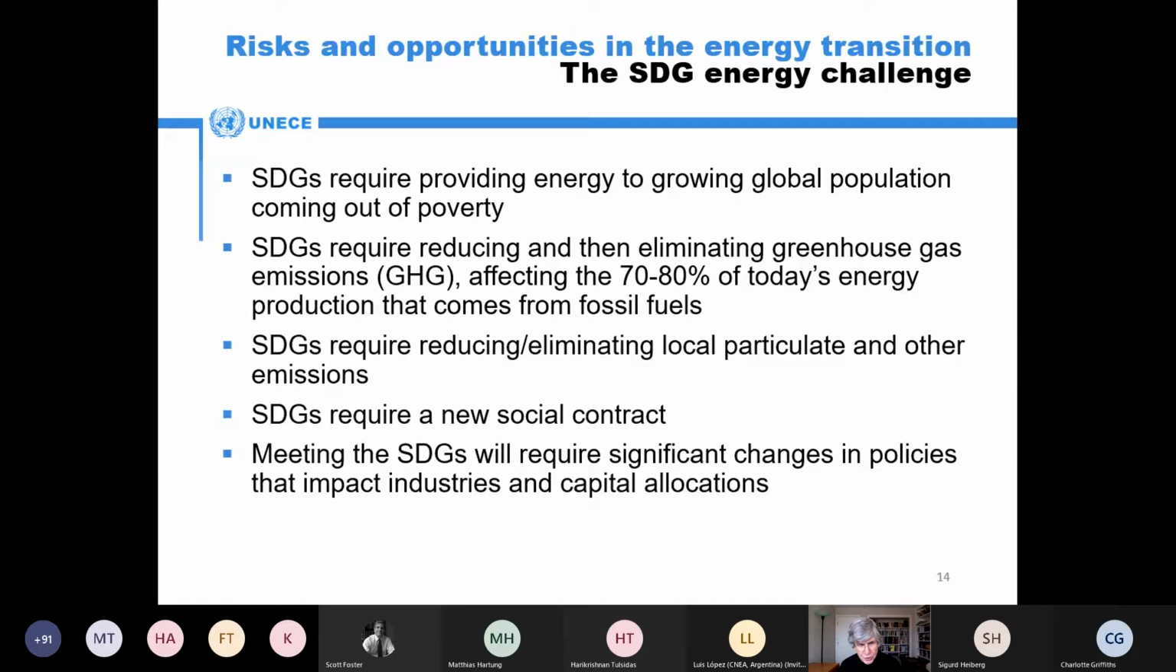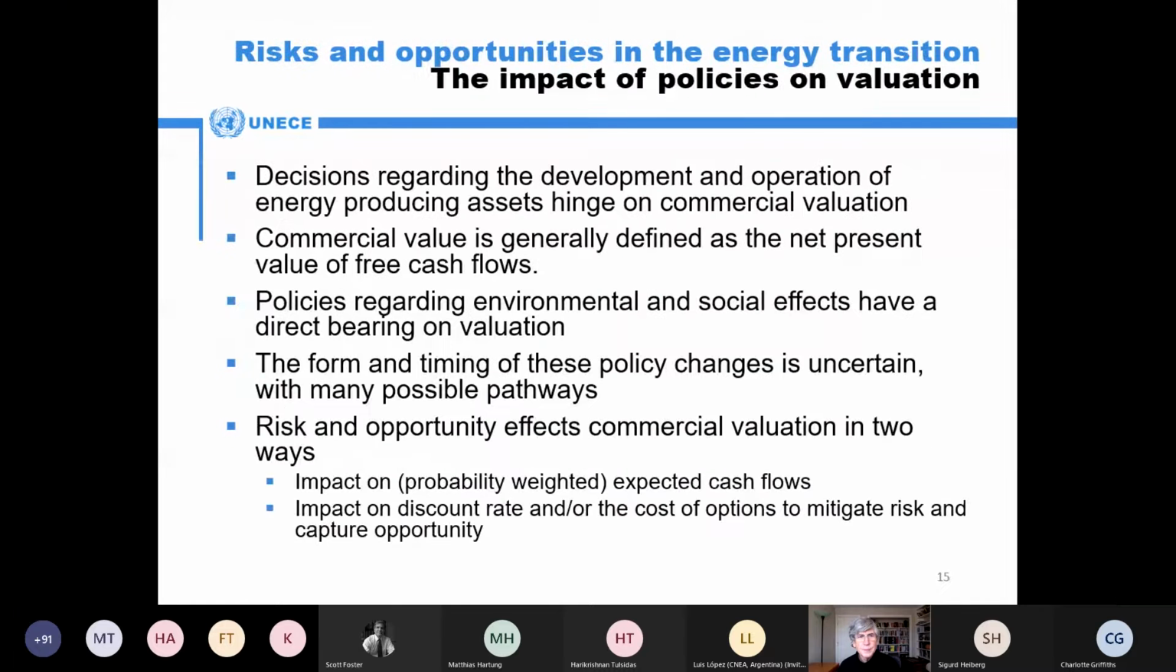The key point of our discussion today, of course, is that the Sustainable Development Goals will require very significant changes in policies. Those policies will impact industries. Those policies will impact which projects, which activities are viable. Next slide, please.